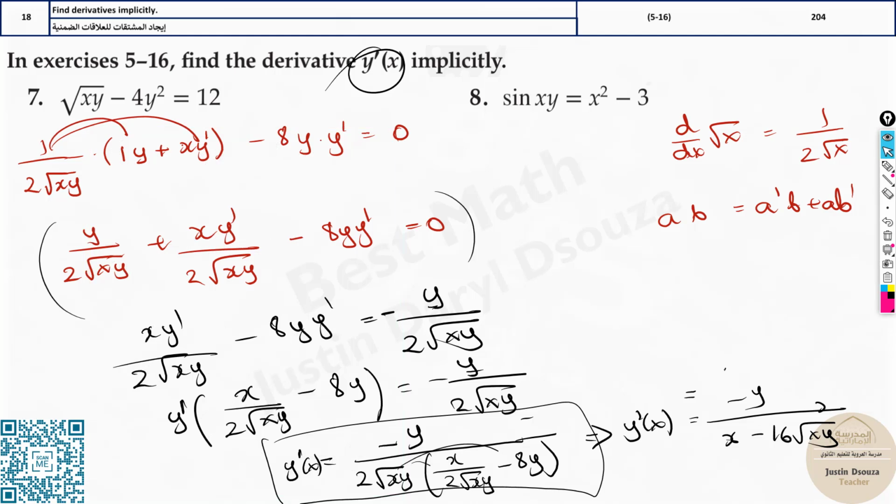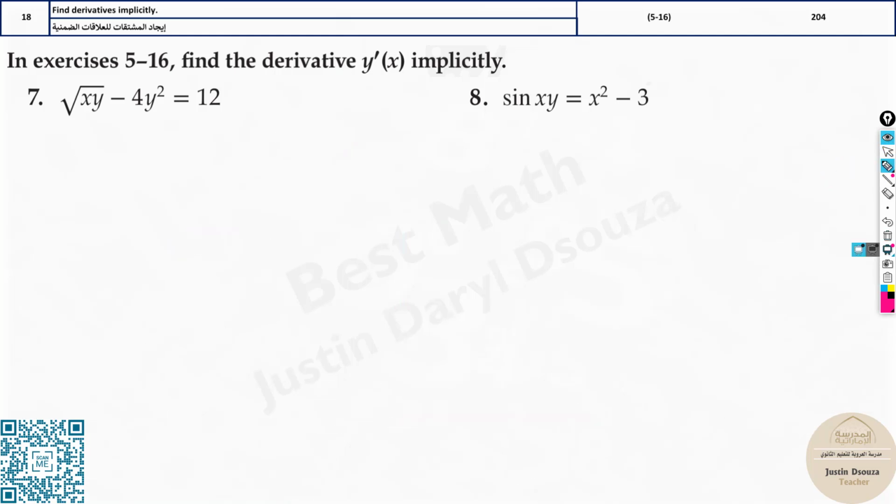I just realized there's question 8 as well. Let's solve it over here. Now what I would do for this, it's a trigonometric function, sine is cosine, so let me solve it. Cosine xy, then what is the xy derivative? Over here we did the product rule, right? It'll be 1y plus xy prime, that is equal to 2x plus 0.